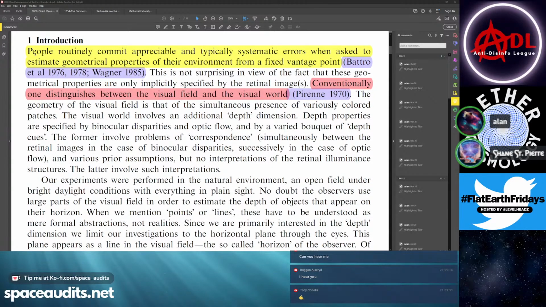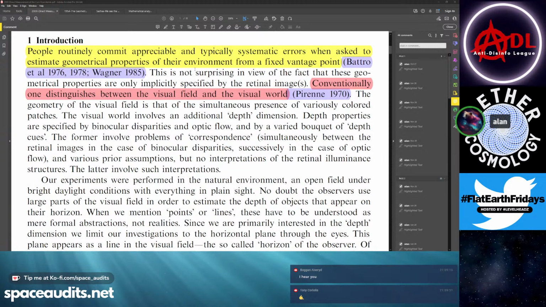All right, introduction. People routinely commit appreciable and typically systematic errors when asked to estimate geometrical positions of their environment from a fixed vantage point (Baratto and others, 1967, 1976, 78, and Wagner in 85). This is not surprising in view of the fact that these geometric properties are only implicitly specified by retinal images. Conventionally, one distinguishes between the visual field and the visual world.